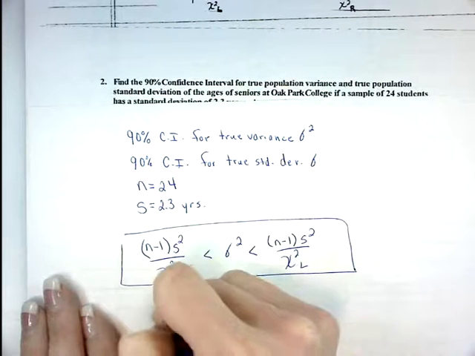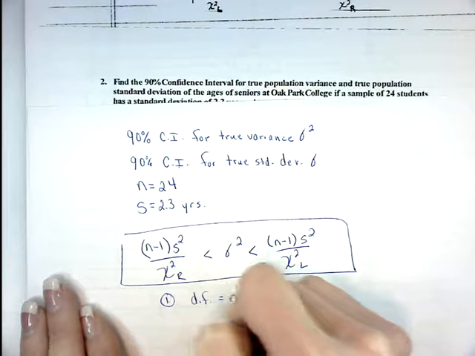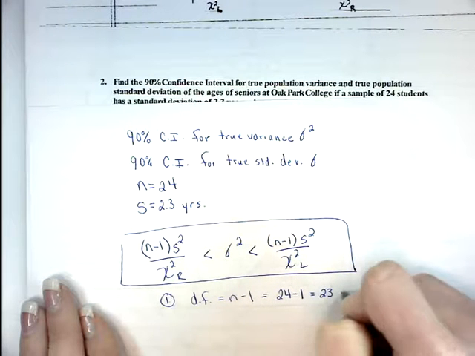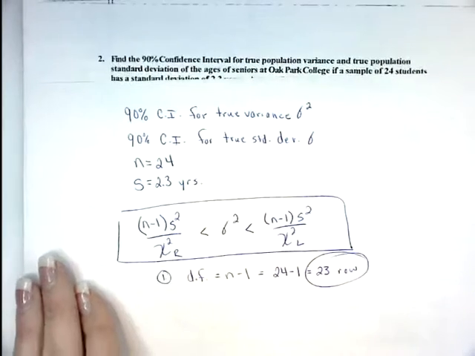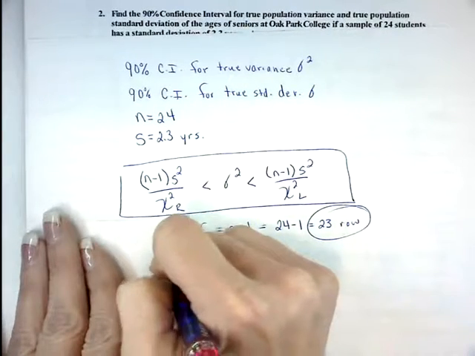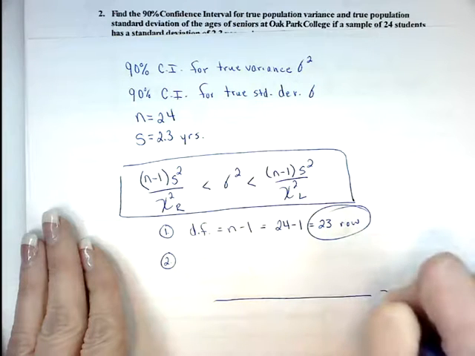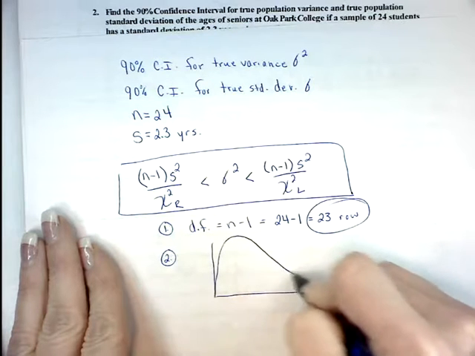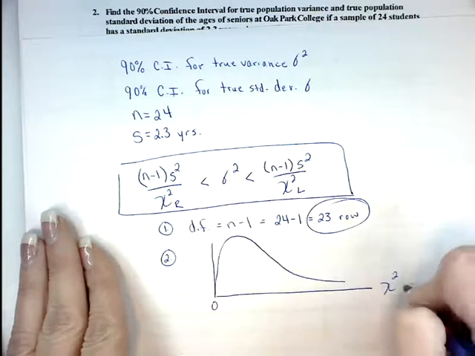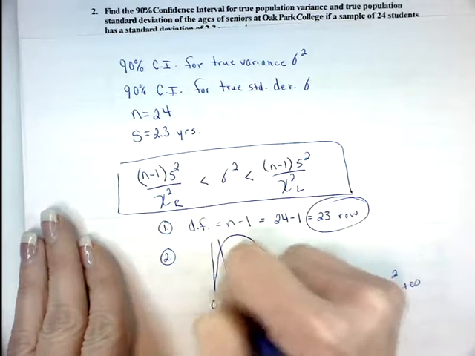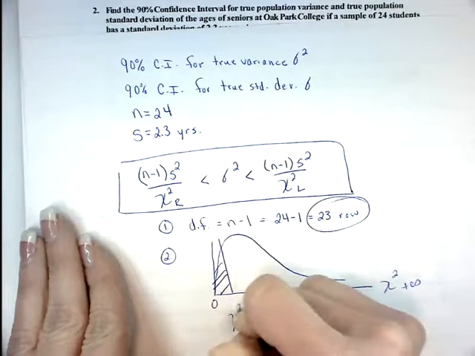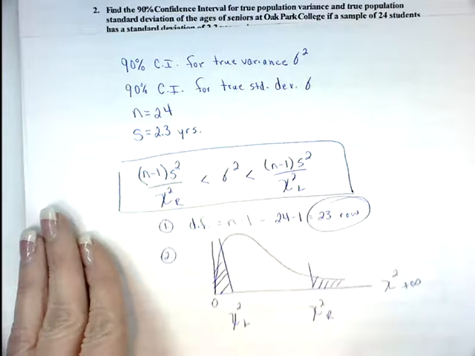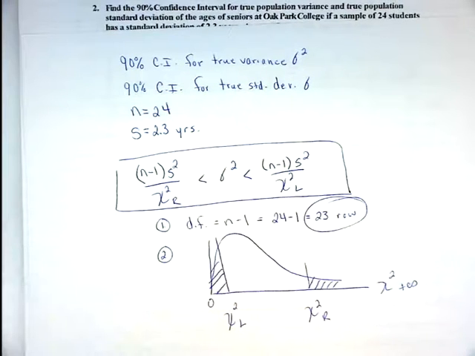Step number 1 for finding those values, degrees of freedom, is n minus 1, which is 24 minus 1, which is 23. We're going to isolate or block off row 23. Step number 2, you have your picture, your chi-square axis, and you have your chi-square curve, positively skewed, starts at 0, goes to positive infinity. You shade the left tail, and that designates chi-square from the left. Shade the right tail, and on the axis, that's chi-square from the right. Chi-square from the right is larger than chi-square from the left.